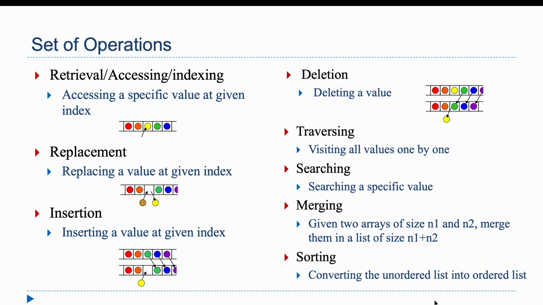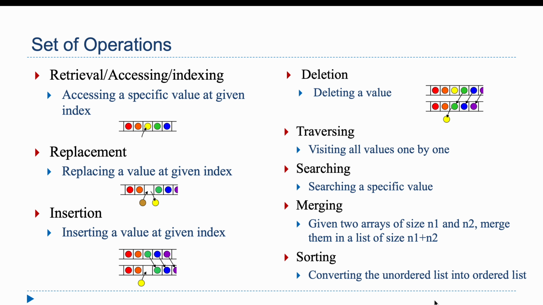Arrays support a set of operations, one of which is retrieval or accessing or indexing. This operation allows you to retrieve a specific value from the array at a given index. Each value in the array is assigned an index starting from 0 and ending at n-1, where n is the length of the array. For example, if you have an array of length 5, the indices of its elements would be 0, 1, 2, 3, and 4.